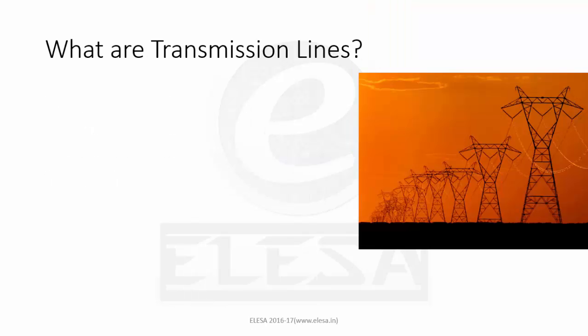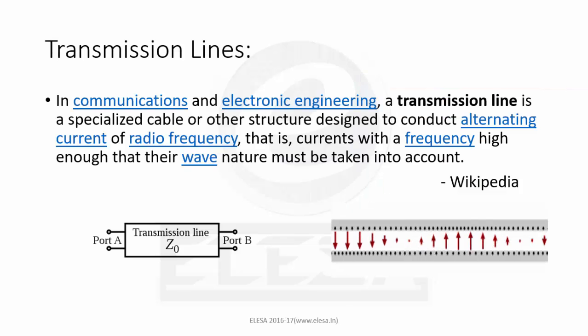So what is a transmission line? According to Wikipedia, in communications and electronic engineering, a transmission line is a specialized cable or other structure designed to conduct alternating current of radio frequency, that is, currents with a frequency high enough that their wave nature must be taken into account. So, the last part, which tells us that the frequency is high enough, is a very important point.